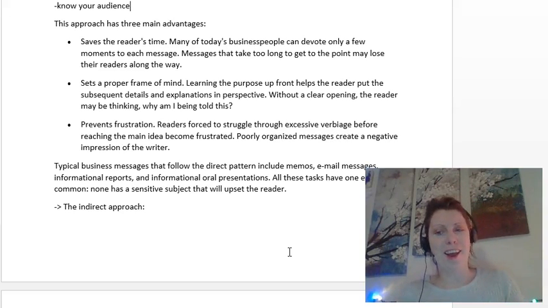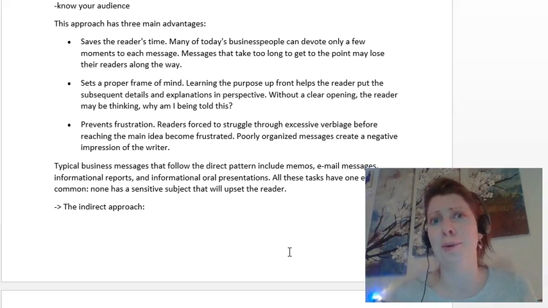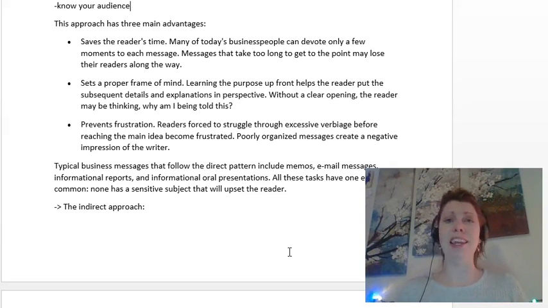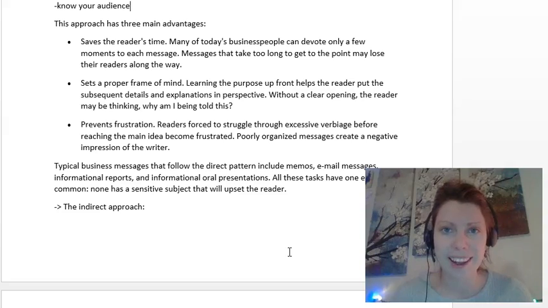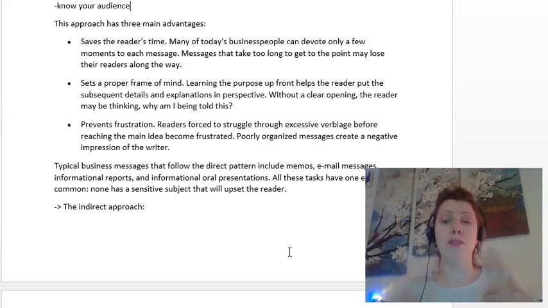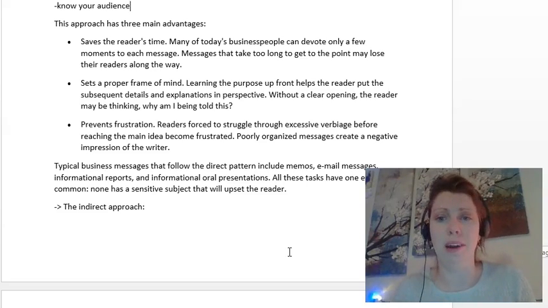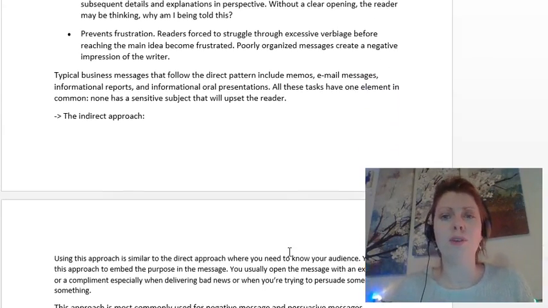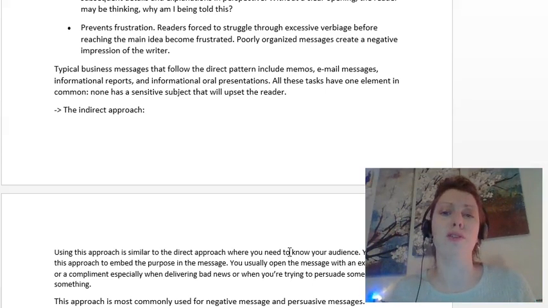And as you could probably tell from what I just said, it also helps prevent frustration. Your readers might be looking at your memo or your email and thinking, oh my gosh, would you get to the point already? It really helps prevent frustration because poorly organized messages create a negative impression of the writer. It doesn't make them want to write you back or respond. So typical business messages really do follow the direct pattern, which includes emails, memos, informational reports, and even informational oral presentations, which usually use the direct approach.